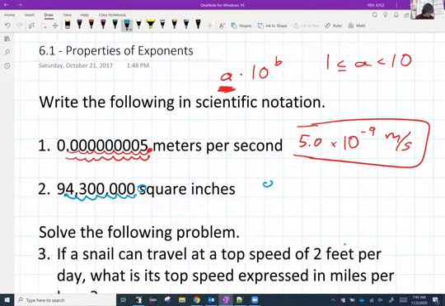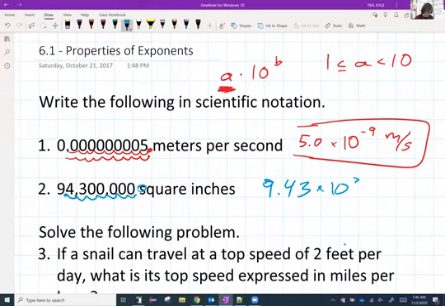And that would get me 9.43. Just that number kind of on the left, 9.43 times 10 to the 7th. And because it's a really big number, it's a positive 7. Big numbers that we're writing in scientific notation will typically have positive exponents. Super tiny numbers will have negative exponents.